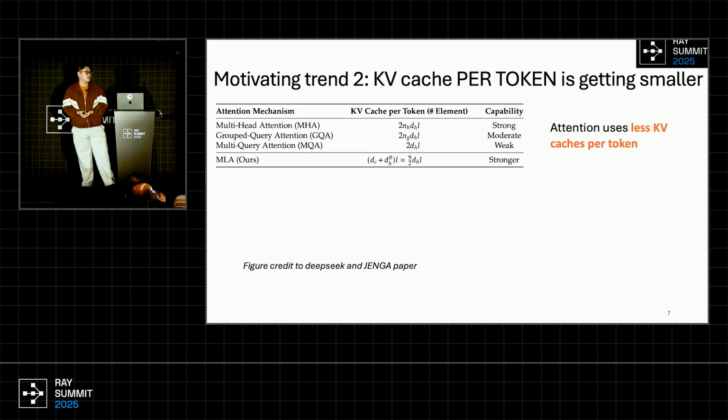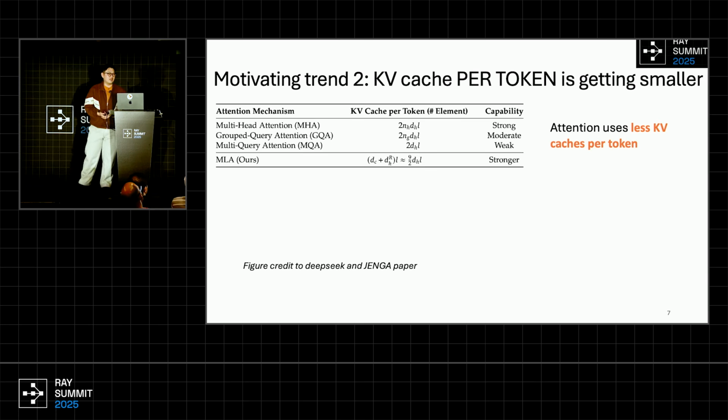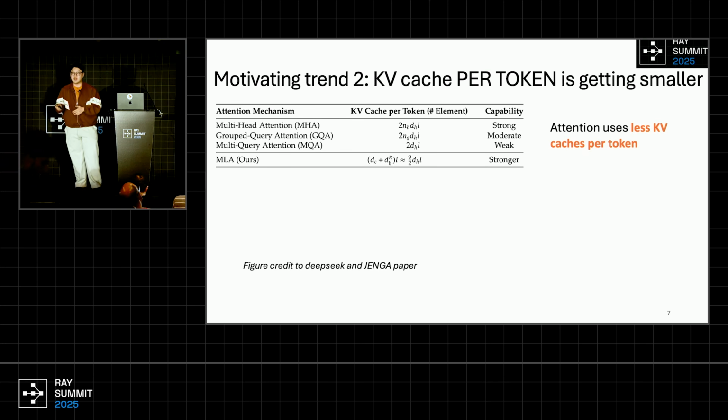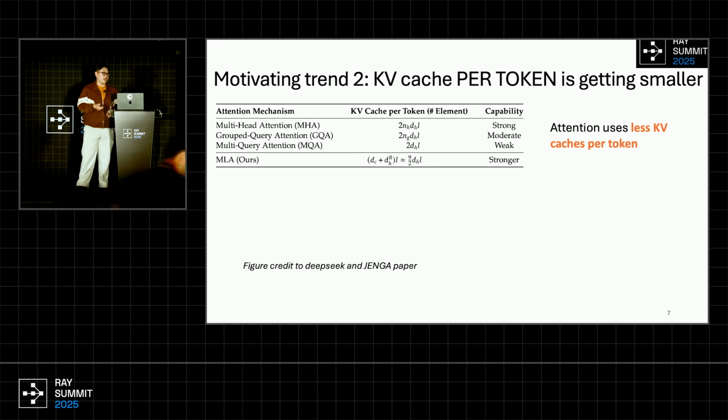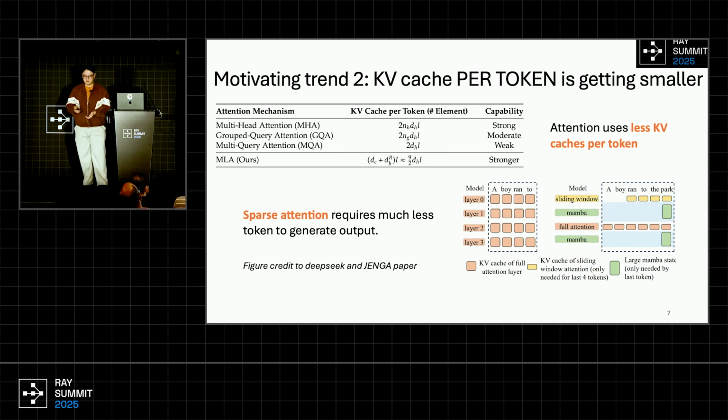The second trend is that KV cache per token is actually getting smaller. There are two phenomena here. First, attention mechanisms are using less KV cache per token. Starting from the traditional MHA, we then have grouped query attention, which reuses the KV caches across different query heads and makes the KV cache smaller. And we have MLA, used by DeepSeek models, which needs even less KV cache per token. The second trend we are observing is that sparse attention is being used in existing models.